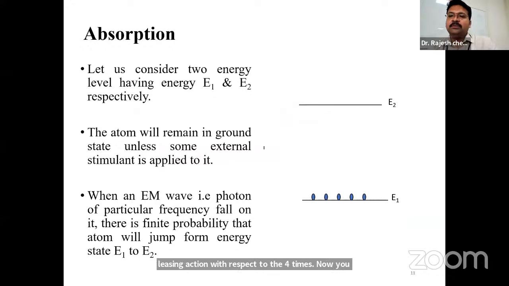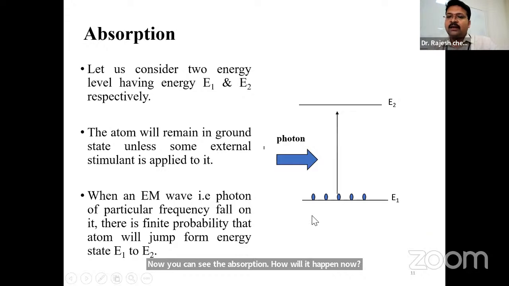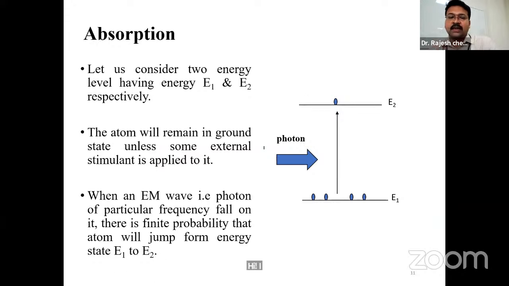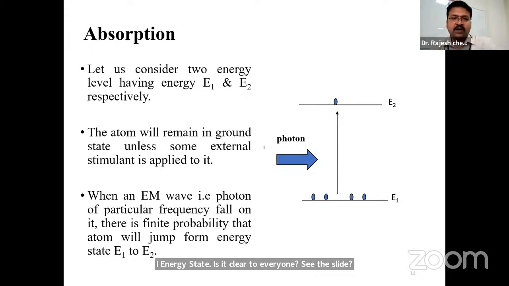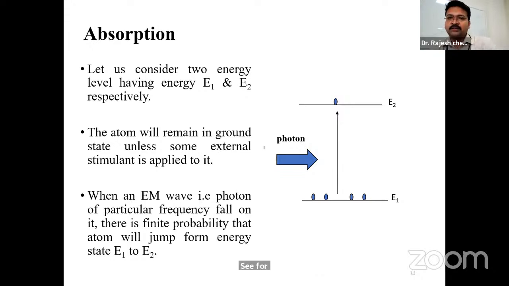Now you can see the absorption, how it will happen. Now we are giving the photon, we have the electrons here. What will happen? It is going to the excited state and staying at the higher energy state. Is it clear to everyone? See the slide for 1 minute. Check it. If you have any doubt here, you can ask me.